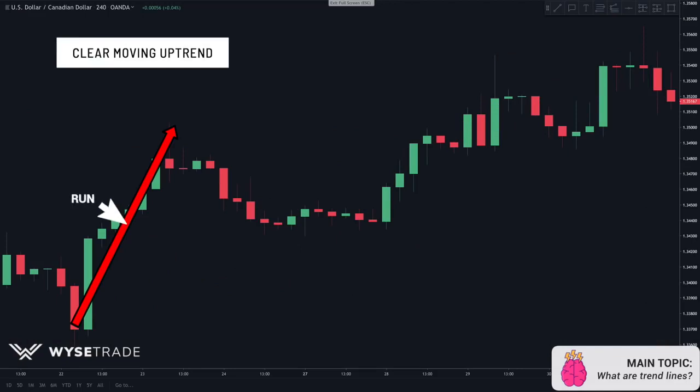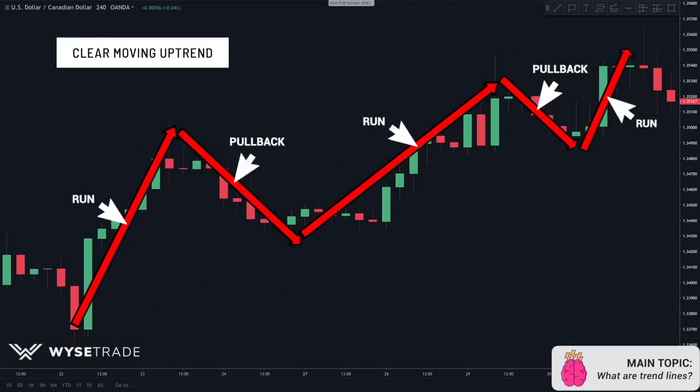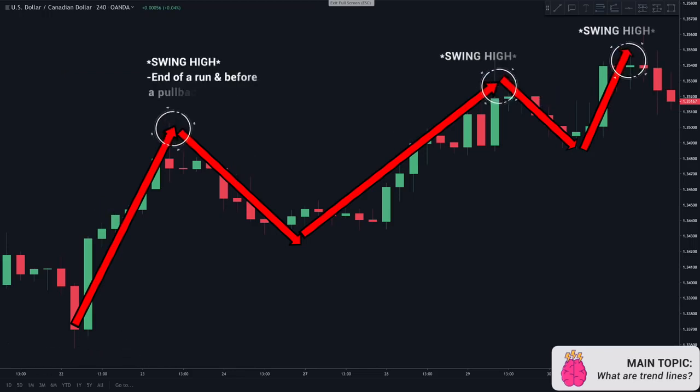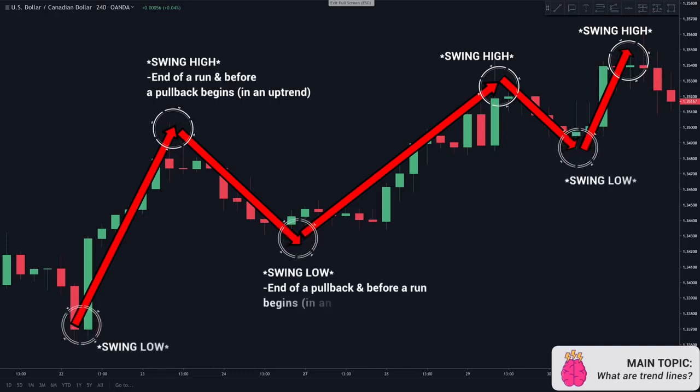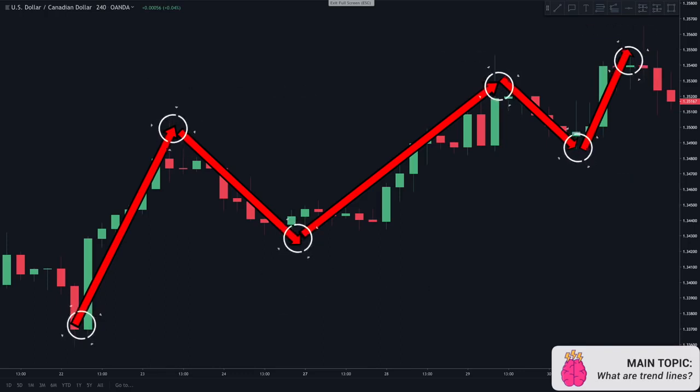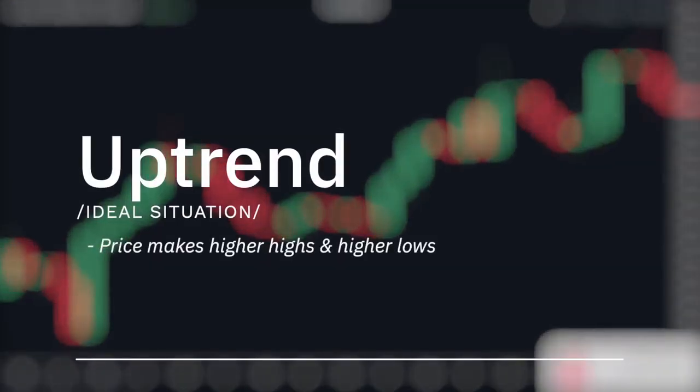We have a run, a pullback, a run, a pullback, and a run. At the top of each run, before the pullback begins, this is what we call a swing high. At the bottom of each pullback, before a run begins, this is what we call a swing low. So what this means is, in an ideal uptrend, price will be making higher highs and higher lows.